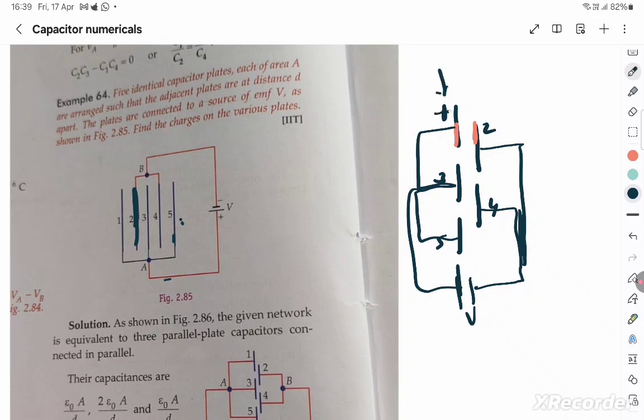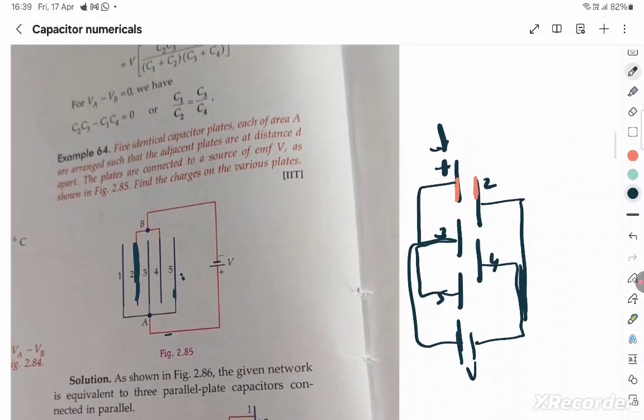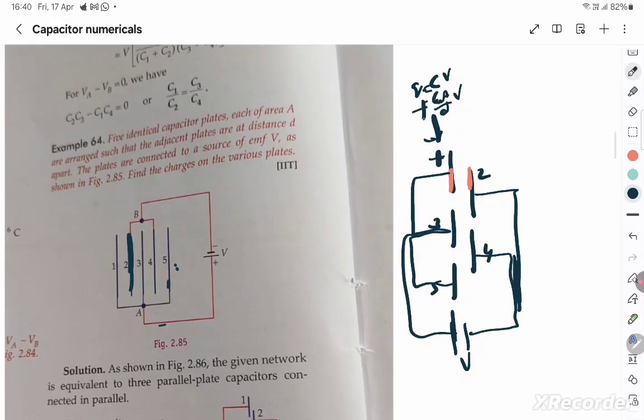You know that this is a positive plate. They are asking about the charge on every plate. You know Q is equal to C into V, the charge on that plate, and C itself is epsilon naught into A by d for any parallel plate capacitor, into voltage V. That will be the charge, which will be positive on plate 1. On plate 1, it will be epsilon naught into A by d into V.